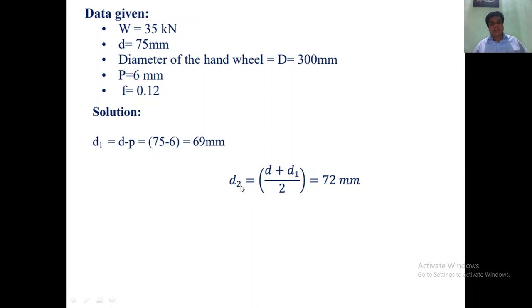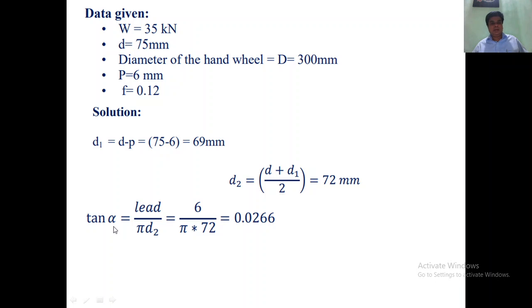So the mean diameter d2 is nothing but the outer diameter plus the core diameter divided by 2. The core diameter you can get from d minus p. So the pitch is there, and if you subtract p from d, you will get the d1 value. So we get this mean diameter.